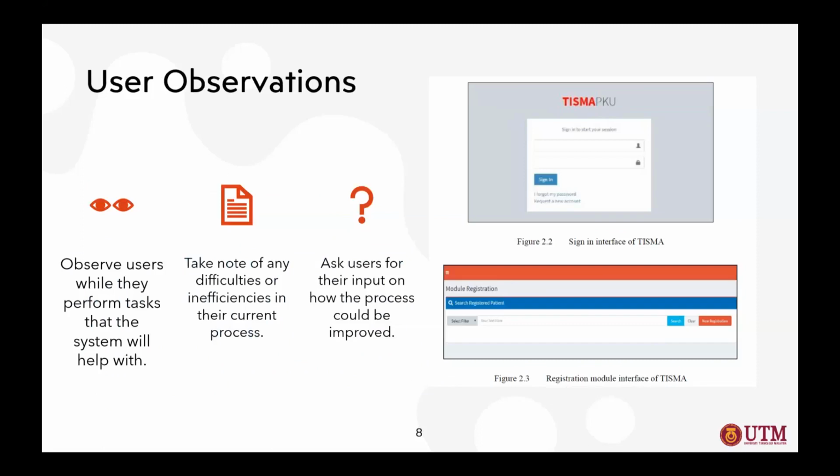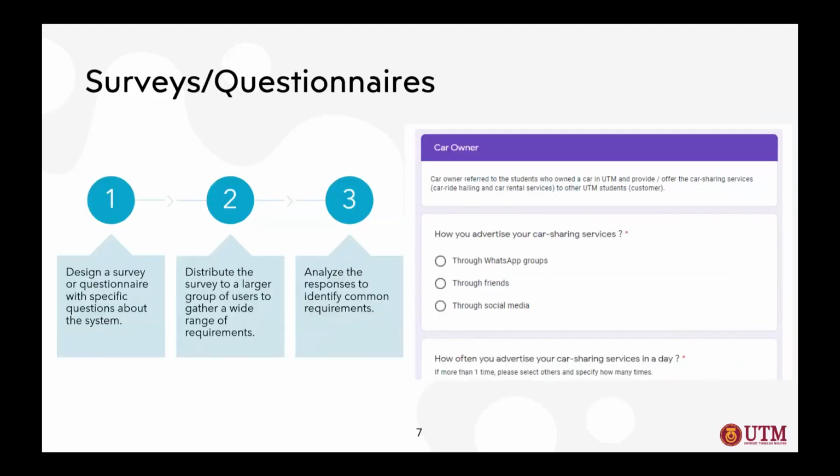Do you have any questions, or any difficulty doing all these things? Maybe you can tell me, or maybe I can give you a suggestion to solve your problem. Does anyone have any question regarding how to collect the user requirements? Any question about this part, the methods?